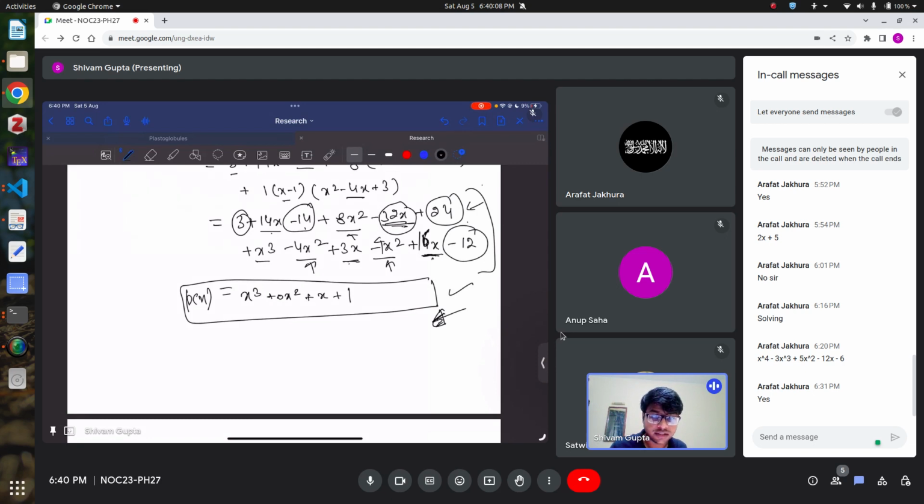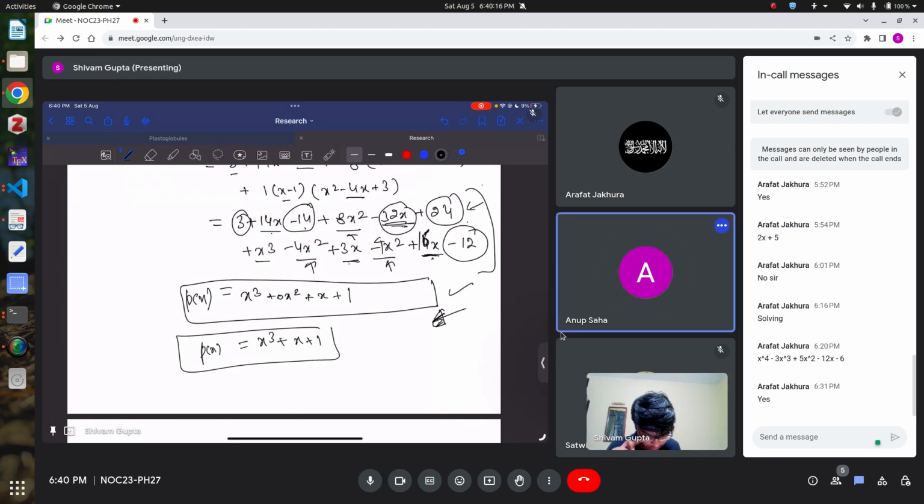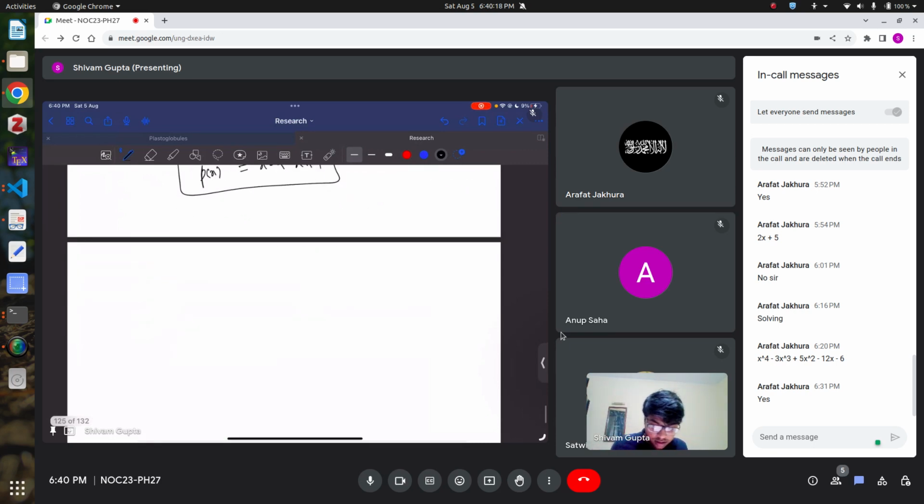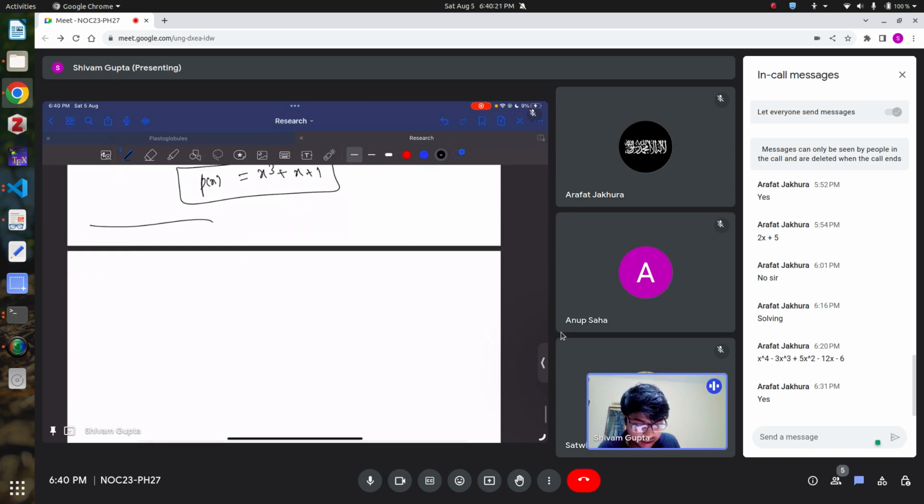Anyone else has got the same answer? Yes, sir. x cube plus x plus 1. Okay. Now these are the interpolation techniques we have learnt till now. Using these interpolation techniques, we are constructing a kind of polynomial, and using that polynomial, we can find the in-between values.